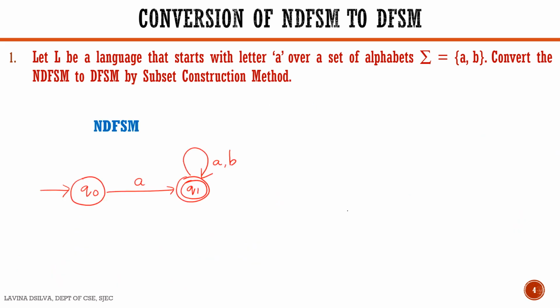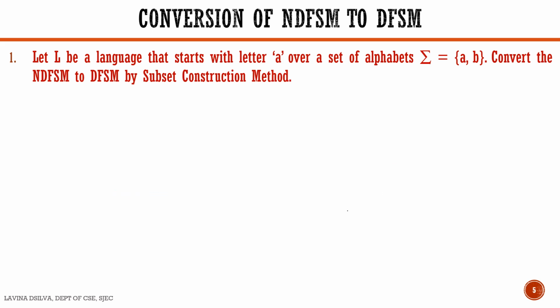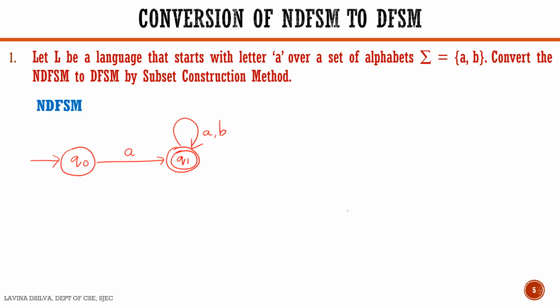This NDFSM, which we have designed for the language that starts with letter A over a set of alphabets sigma equal to A, B, has to be converted to its equivalent DFSM MD equal to QD, sigma, delta D, Q0, FD. Given an NDFSM that looks like this, we know that this has to be converted into its equivalent DFSM.